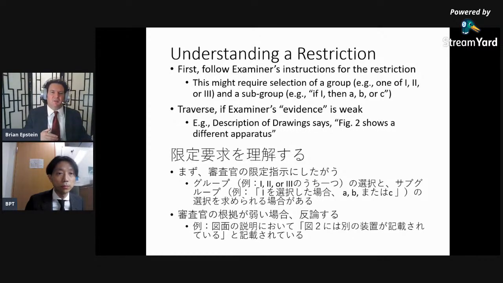And when your examiner receives this kind of traverse, I think in most cases they're willing to reconsider the restriction because they realize that, hey, maybe the restriction or election wasn't proper in these circumstances.